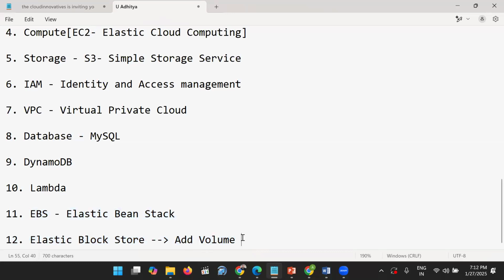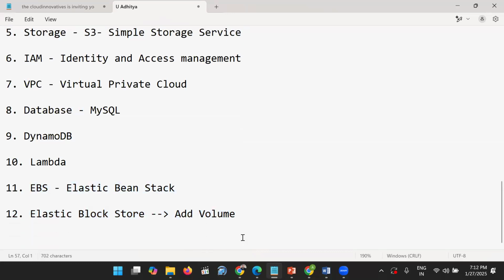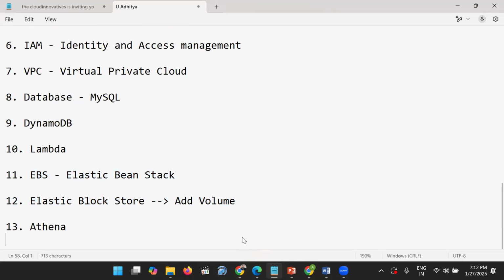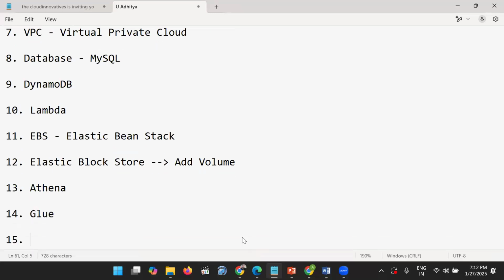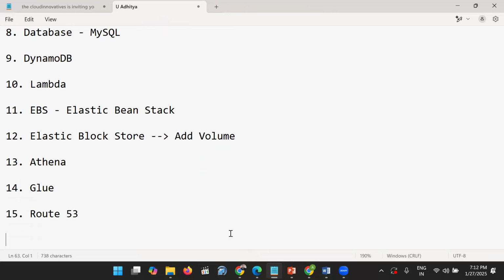I can cover these two services: Elastic Beanstalk and Elastic Block Store also. And then I can cover the analytical tools, Athena, and the Glue service. And then in AWS, the Route 53 concepts I have to cover.